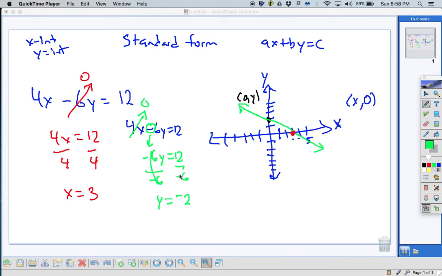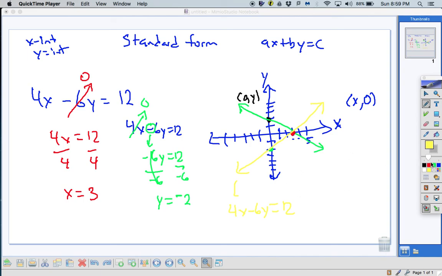So this is why we practiced that earlier. So 12 divided by negative 6 is negative 2. So I need to find on the y negative 2, which is down here. And let's go with yellow this time. We're going to connect the dots with a nice straight line. And yellow, this is the line 4x minus 6y is equal to 12.